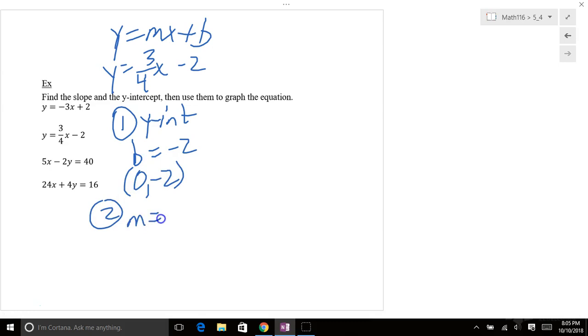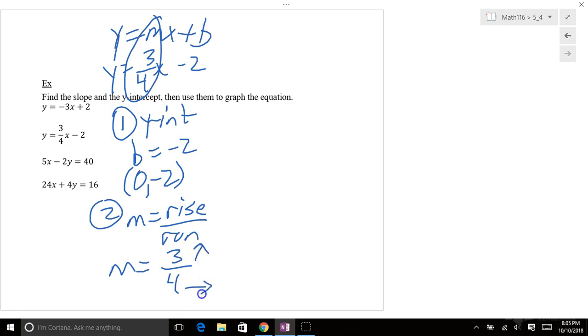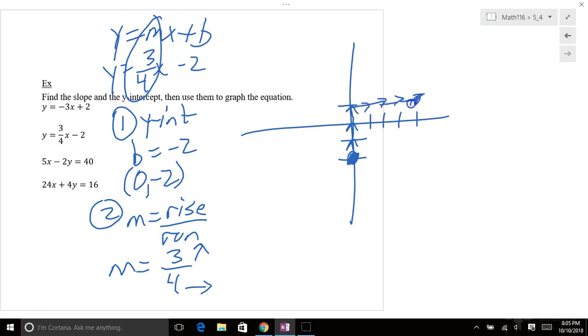Number 2, what's our slope? Well, slope is rise over run. Or slope here, if you notice, the m is 3/4. Well, that's a positive 3. Up or down for positive 3? Up. Right or left for the positive 4 on the bottom? Right. So from this point 0, negative 2, from a y-intercept of negative 2, we're going to go up 1, 2, 3, and right 1, 2, 3, 4. And we're going to put a dot. And we go up 3 and right 4, and we're going to put a dot, and so on.